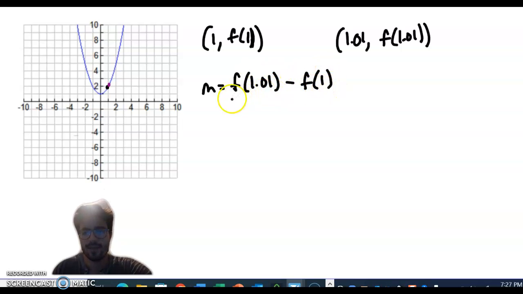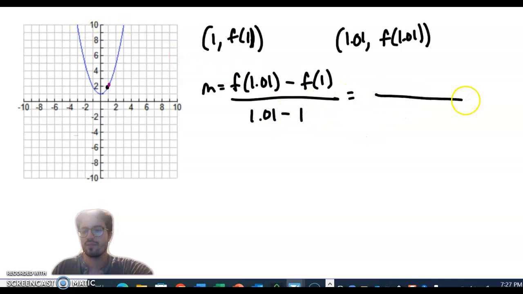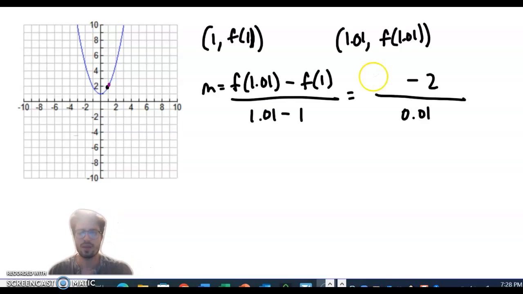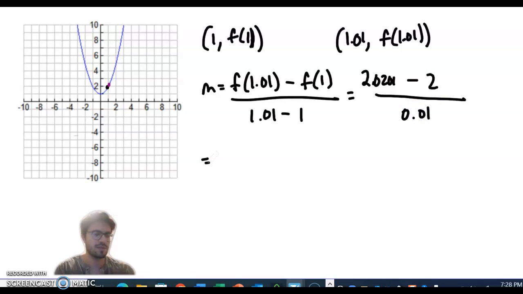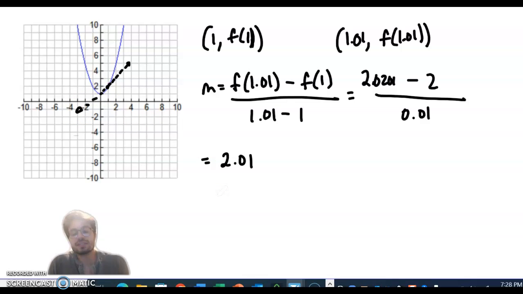Minus f of 1 over 1.01 minus 1. I know that the denominator is going to be 0.01. This is going to be 2. What's this value? We need to do 1.01 squared plus 1, and that's going to give us 2.0201. If I do all this math, I'm going to get, let's see, I'll do it on the side here, 2.01. So now the slope of this line is 2.01. Now, we have to notice this is still not tangent, right?